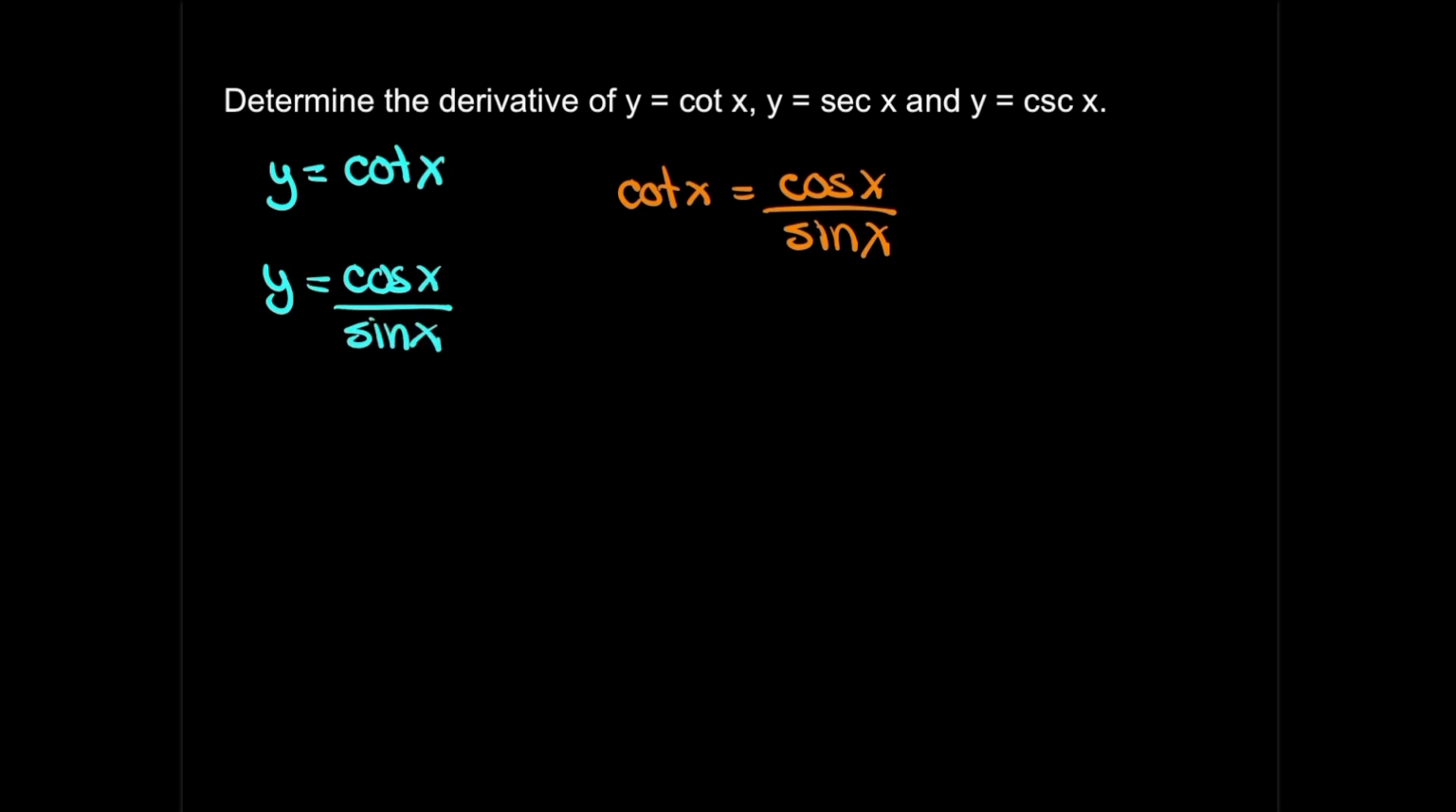This we know how to take the derivative of. We can use our quotient rule to take the derivative of this. And remember, quotient rule, same as always. Derivative of the top times the bottom minus the derivative of the bottom times the top, all over the bottom squared. So we have my derivative of the top is sine x.